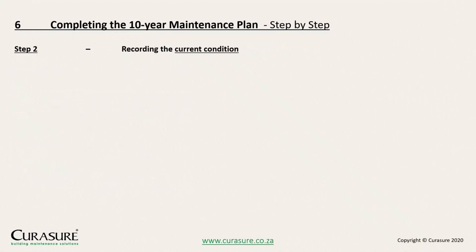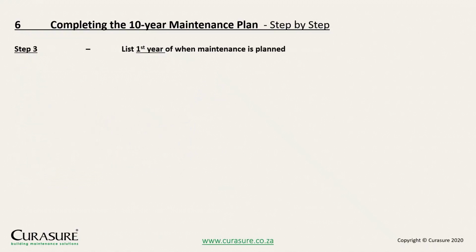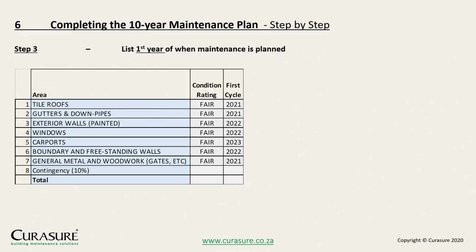The second step is to record the current condition. Our recommendation is to use the very basic condition rating, for example, fair, poor, and good. You can, of course, add specific notes per item if you feel necessary. The third step is to list or record the first year in which we would like to maintain these items in our 10-year plan. So, we record the first financial year we will initiate the maintenance per item.